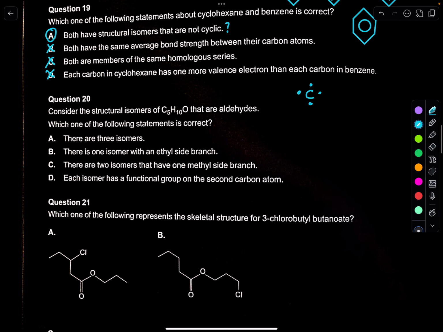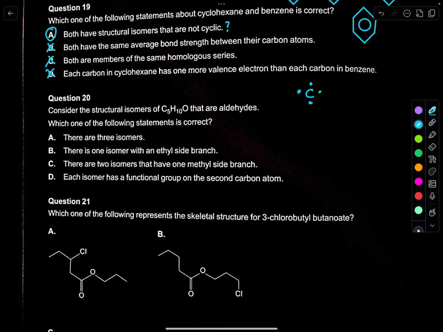Question 20 says, consider the structural isomers of this that are aldehydes. All right, let's draw some aldehydes. Which of the following statements is correct? There are 3 isomers. There's 1 isomer with an ethyl side branch. So we actually need to draw them.